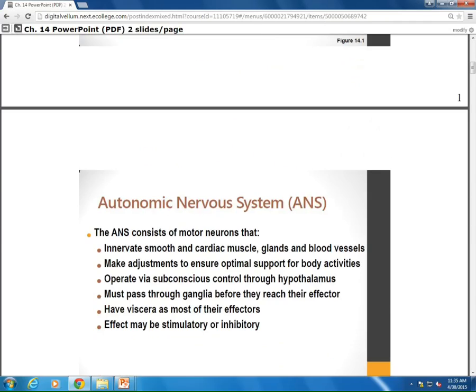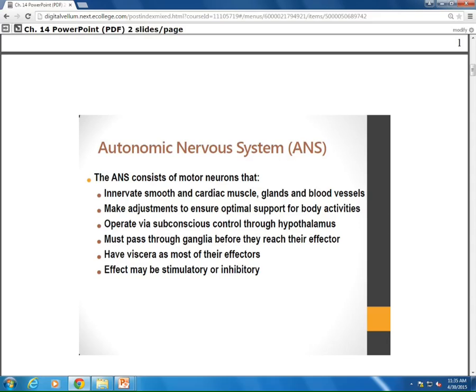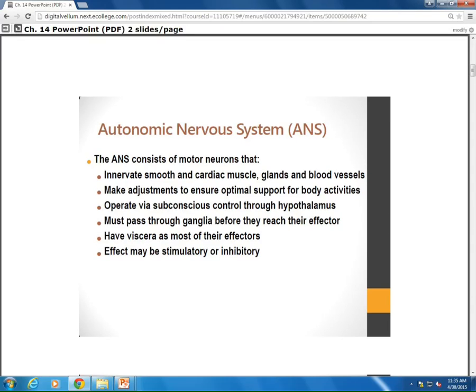So the purpose of the PowerPoint now is really more so of a review. We've covered all the basic terms here, but let me point out some specifics. This right here, the fact that autonomics control what? Innervation to smooth and cardiac muscle, glands, blood vessels, and of course organs. If you want to write organs in there, that would be great.